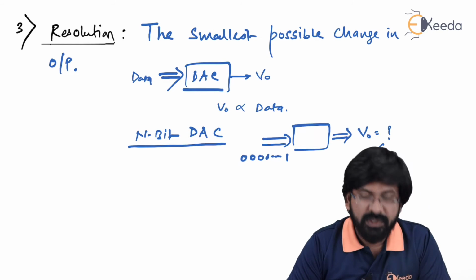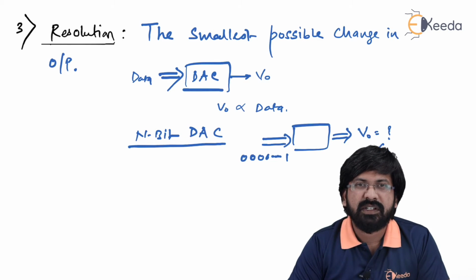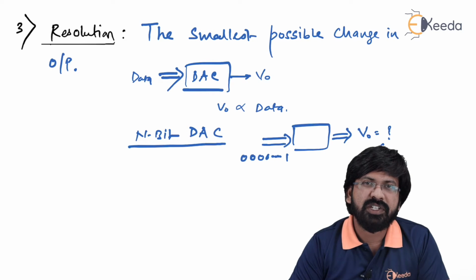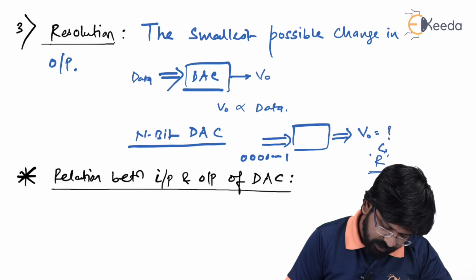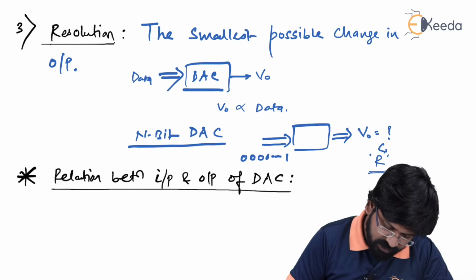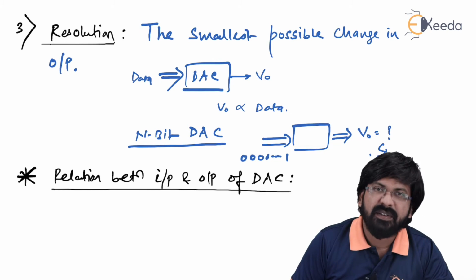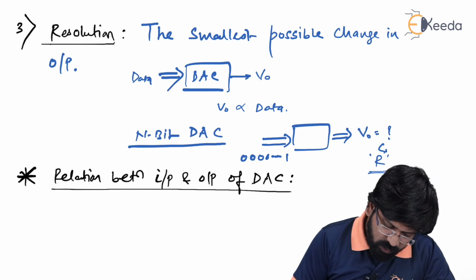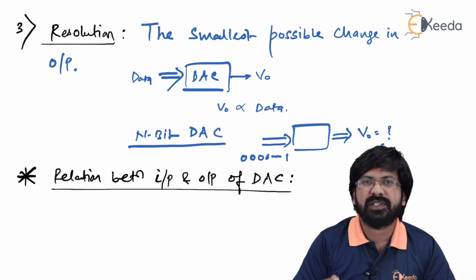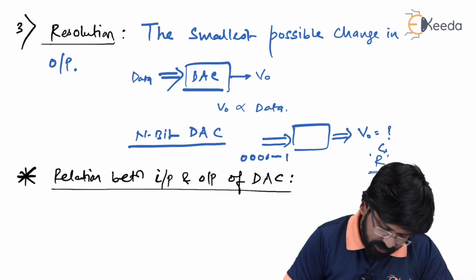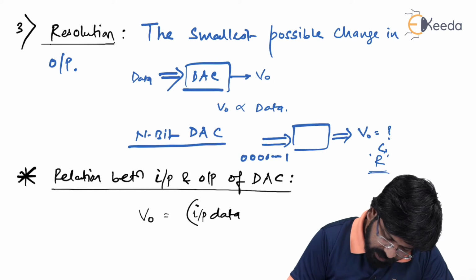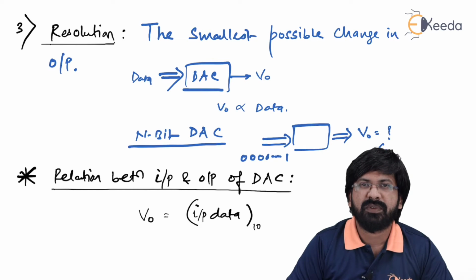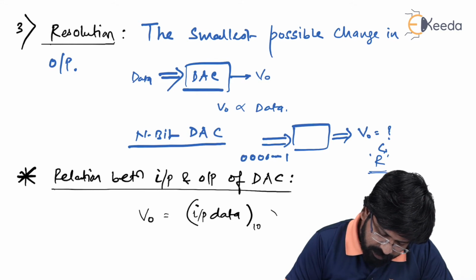Now the question is, what if the input is known to us, how do we get the output? So now we are going to see the relation between the output of the DAC and the input of the DAC. First of all, we should know what is input and what is output. The input for a DAC is data and the output for a DAC is voltage. So I'm going to express output voltage in terms of data input. The relation is V0, that is output, equals input data in decimal form, because from a calculation point of view everything should be decimal, multiplied by step size.